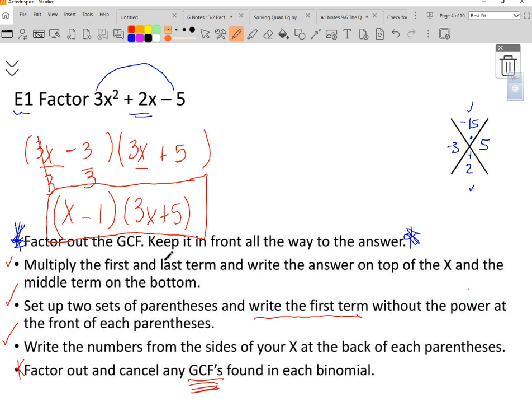So step 1, factor out the greatest common factor if necessary. Step 2, fill in our x. Step 3, plug in our first term and plug in the factors from our x. And then simplify or pull out a greatest common factor if there's one left. Any questions?